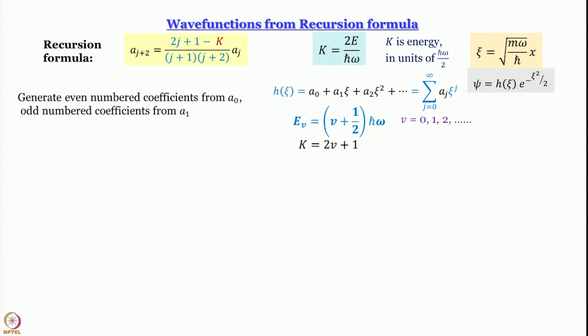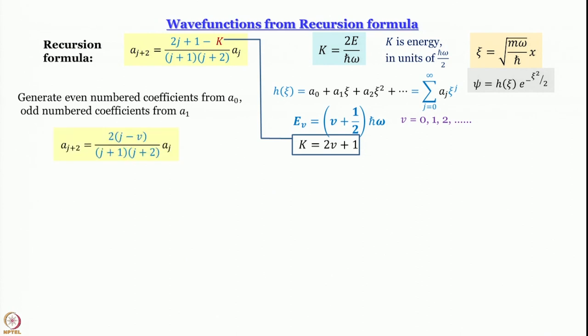So, of course, k is quantized, that is not a surprise at all. And also, what we see is what we had said earlier, k is a positive integer. The smallest value of v is 0. So, 2 into 0 is 0 plus 1 is 1. So, k goes 1, and then for v equal to 1, it is 2 into 1 plus 1, 3, and so on and so forth. Okay. So, what we will do is, we are going to plug this into the recursion formula.